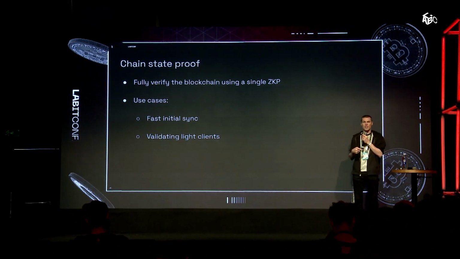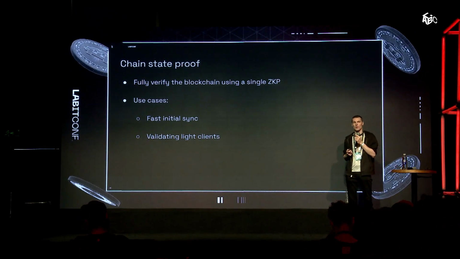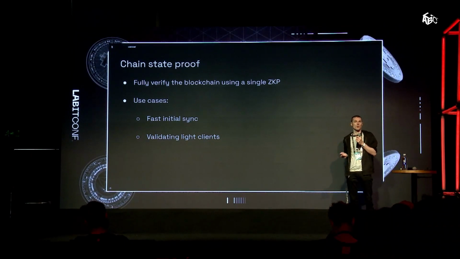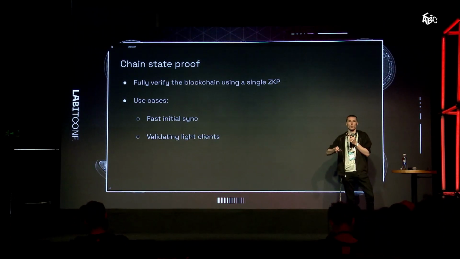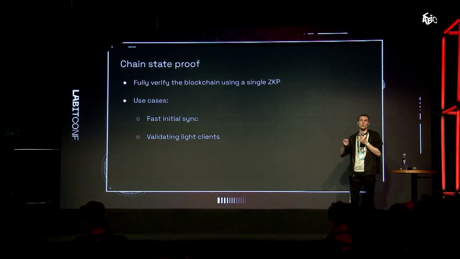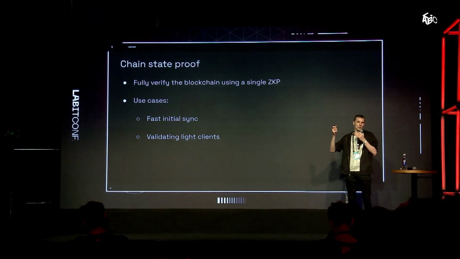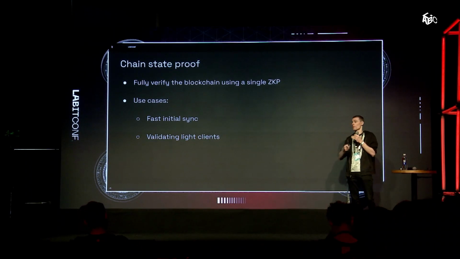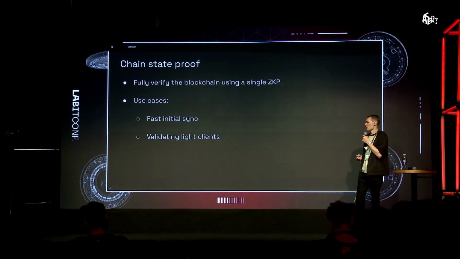Another use case would be validating light clients. Imagine you had a mobile wallet that could stay in sync with the Bitcoin network, and you didn't have to trust any third parties to tell you what your wallet balance is. You just download these zero-knowledge proofs, which are a few megabytes in size, and you're synced. You don't have to download block headers or blocks and verify all of the individual transactions. You just download these proofs, and you can stay in sync.